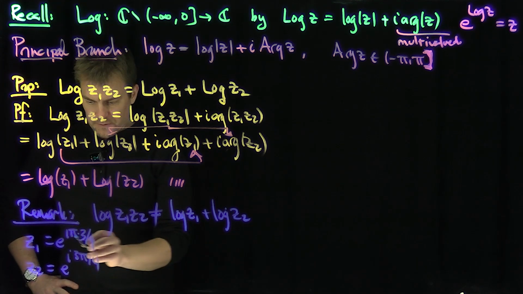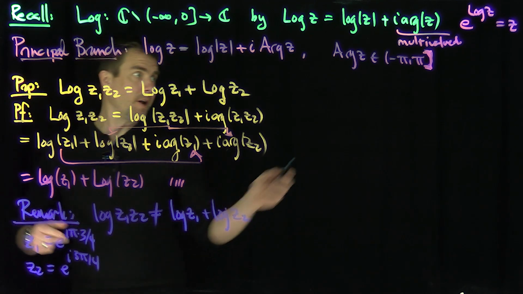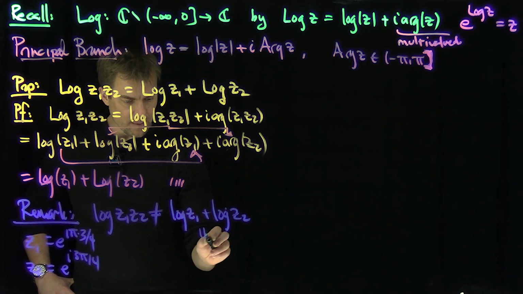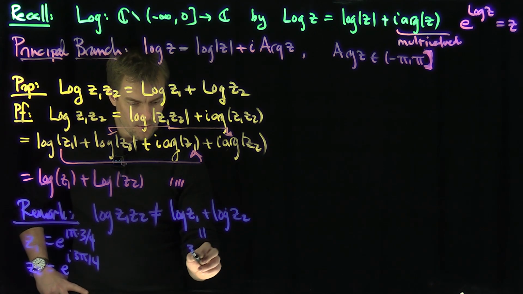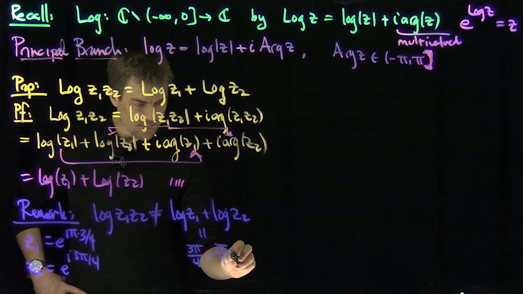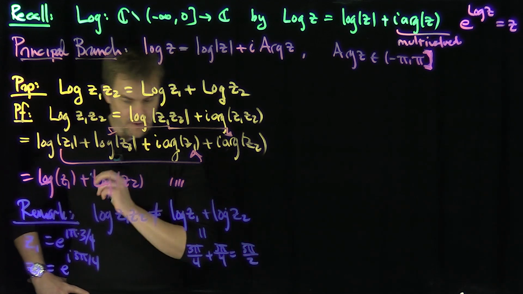Well, the argument of z1 is 3 pi over 4, which is between negative pi and pi. So the right-hand side becomes 3 pi over 4 plus 3 pi over 4, which is 6 pi over 4. 6 pi over 4 is 3 pi over 2. So that's 3 pi over 2.